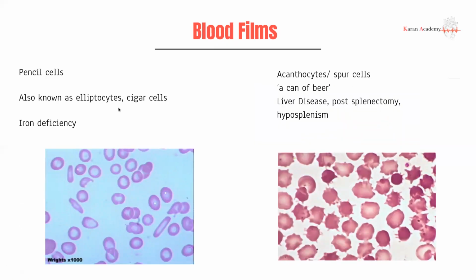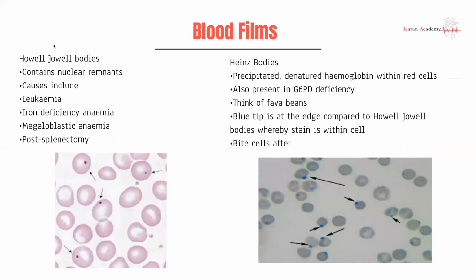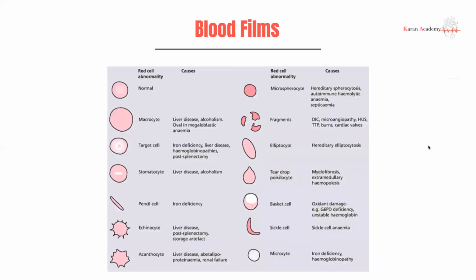Pencil cells or elliptocytes are specific to iron deficiency. You can also have acanthocytes, which look like they're meant to be a can of beer. They're called spur cells, typically seen with liver disease, but also hyposplenism. Howell-Jolly bodies, already talked about what is going on there. This is basically an issue with DNA maturation. So anything affecting the DNA pathway is going to cause Howell-Jolly bodies. And then Heinz bodies are peripheral oxidized hemoglobin particles, and think fava beans. And that would eventually transition to bite cells.